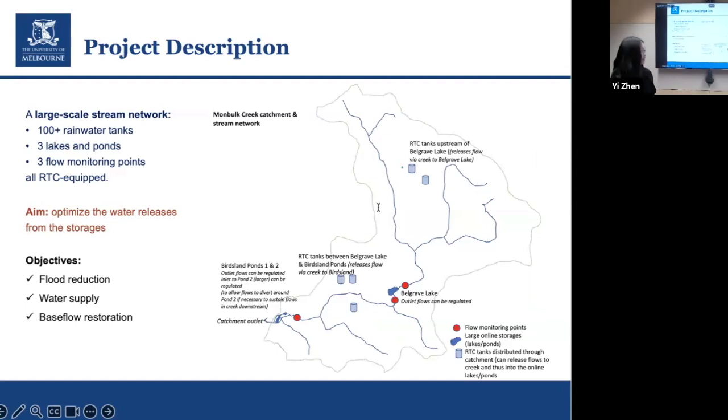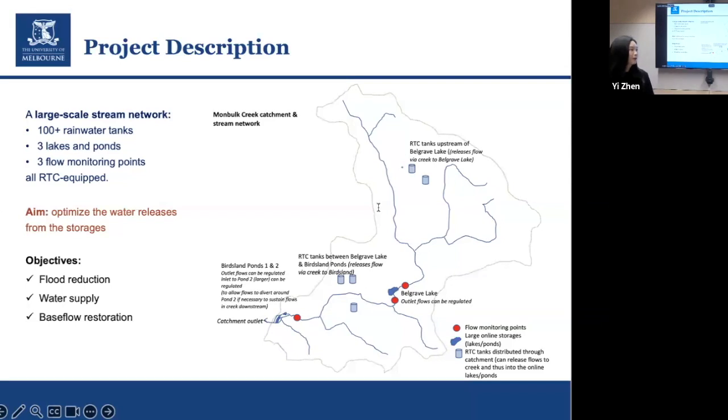We are developing and testing our strategy for controlling the systems through an experimental study in Mongo Creek in Melbourne, which also provides critical habitat for platypus. There will be over 100 small and large rainwater tanks installed over the catchments. We also have 3 larger storages, which are the lakes and ponds, and 3 monitoring points, denoted by the red dots here and there, to represent the critical habitat for platypus along the creek. All the tanks, lakes, and ponds are real-time controlled.